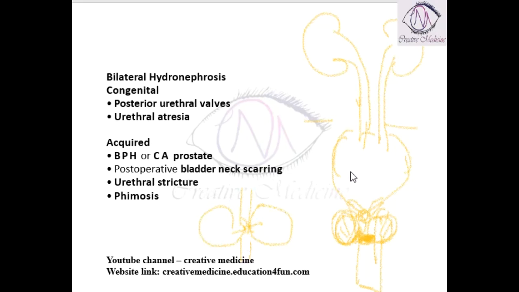Then bladder neck scarring. Here this is the bladder neck. Sometimes after an operation, post-operatively, scarring of the bladder neck can occur, resulting in bilateral hydronephrosis. Urethral stricture, with the same cause, and phimosis are also causes of bilateral hydronephrosis.